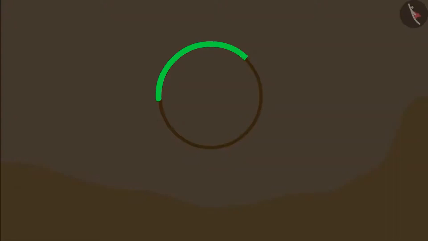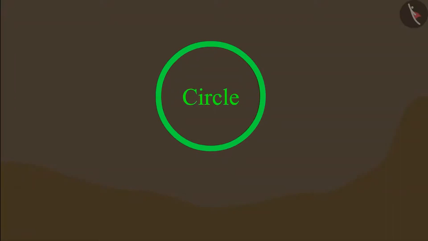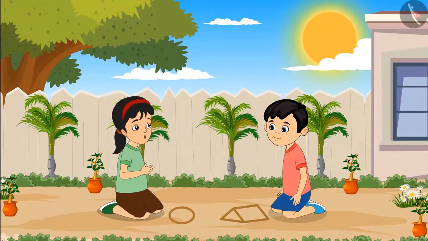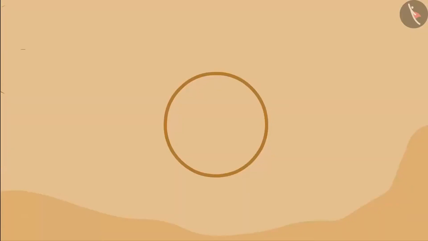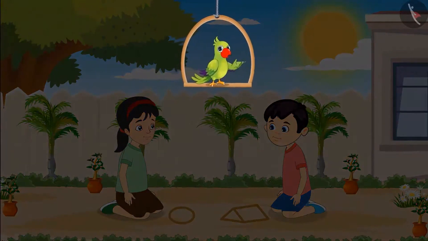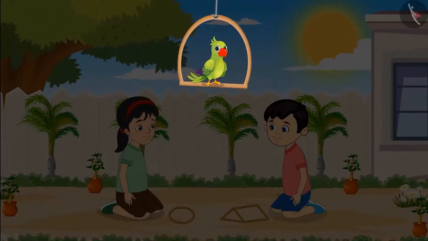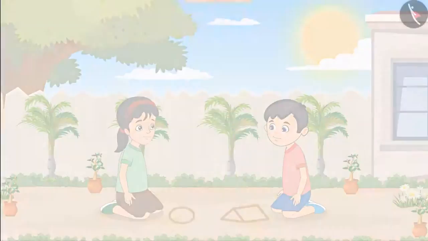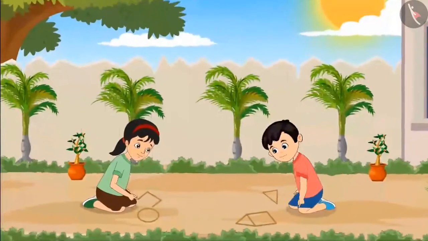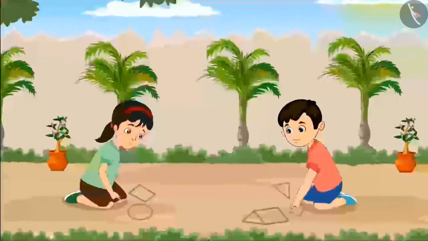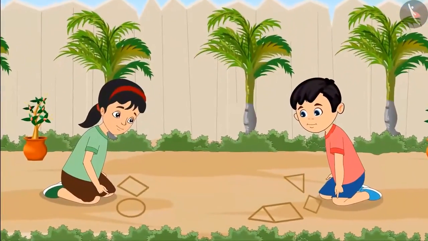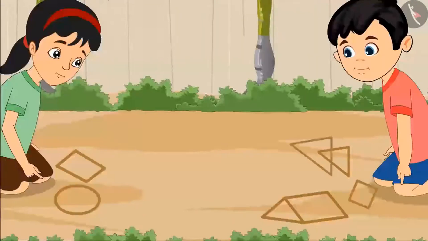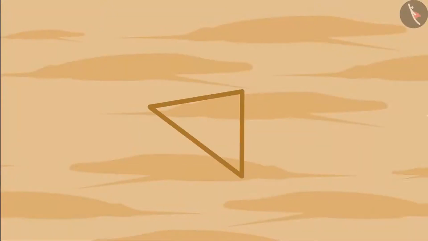Pinky, you have made a round shape for the sun. It means this is a circle, right? Yes, Chotu. Yesterday, Ma'am had said that we call such circular shapes as circles. So, children, did you see how Chotu and Pinky are playing by making different shapes in the sand? After some time, they started making different types of triangles, squares, rectangles, and circles, such as these.